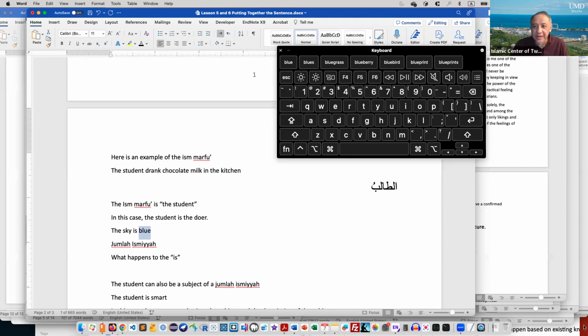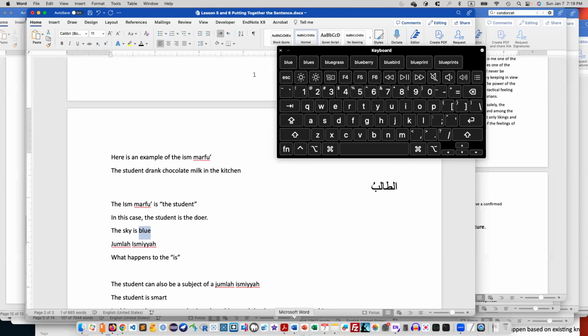Mahfouz, you want to add anything, Brother Mahfouz? Yeah, nothing, it's just this. Blue, you may call it sifa, something that describes. Just a description. And remember, ideas and descriptions are isim, correct? Everybody remember that? Isim is the name of a person, an animal, a thing, an idea, a concept, and more. An adjective or quality is also isim.